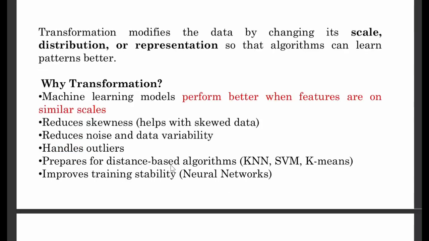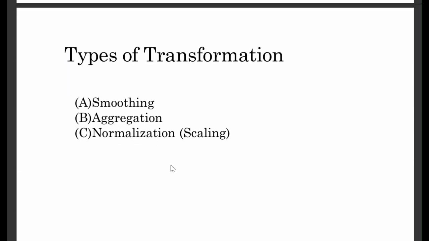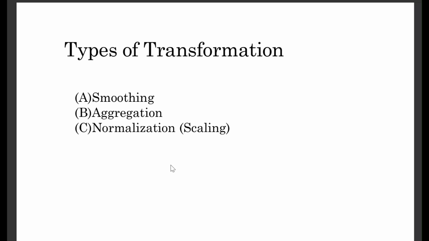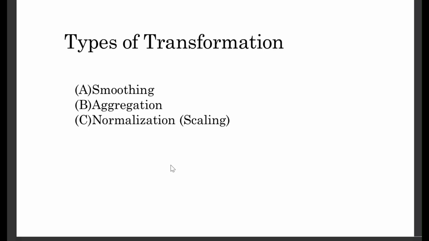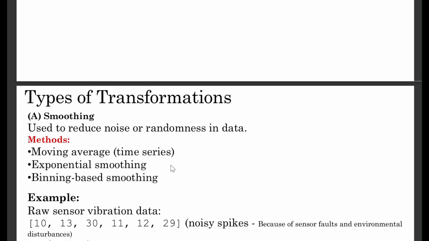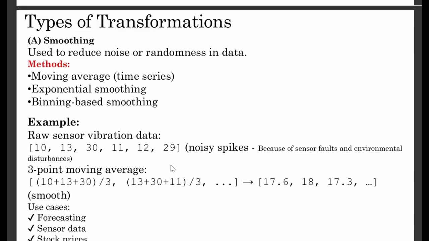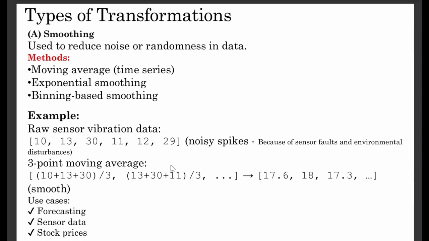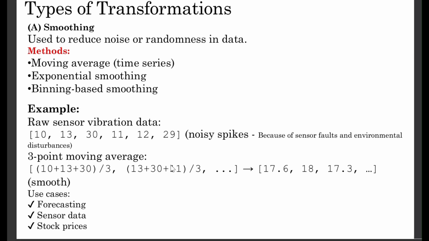There are three main types of transformation that we'll cover. The first one is smoothing, second one is aggregation, third one is normalization. Smoothing is reducing the noise or randomness in data, aggregation is used for combining multiple values into a single representative value, and normalization, which is also called scaling, is used for scaling the features to similar ranges. Let's go through each one now. Smoothing. Smoothing is a transformation technique used to reduce noise or randomness in data, particularly in time series data.